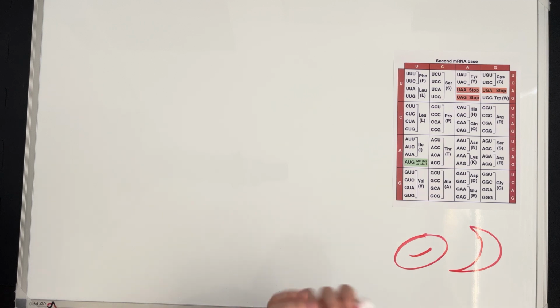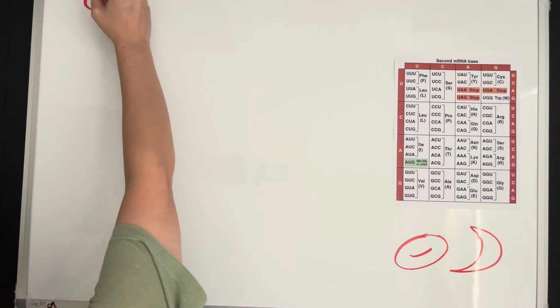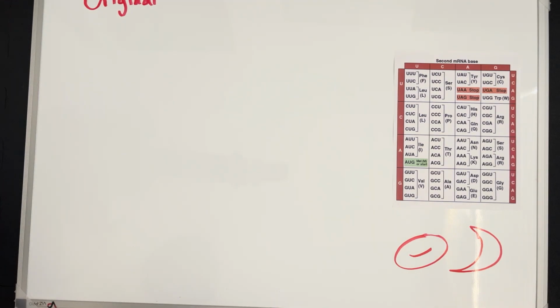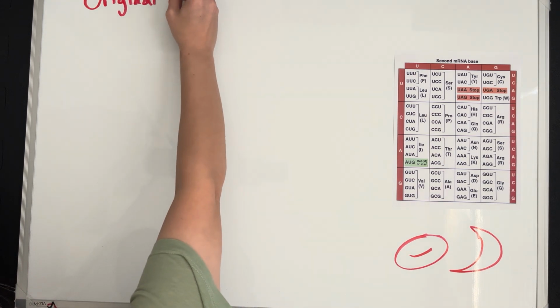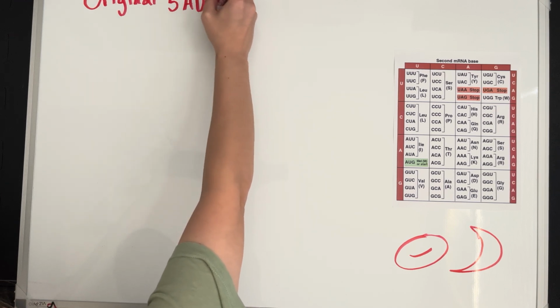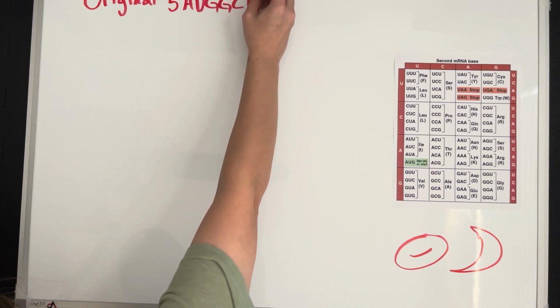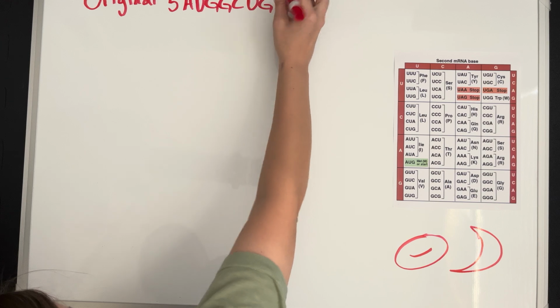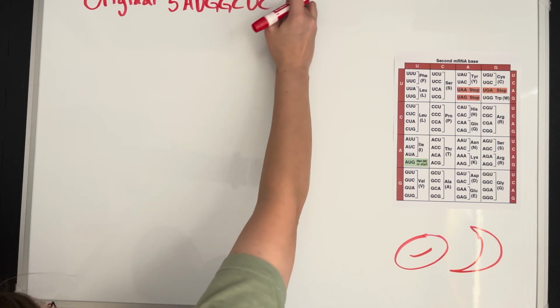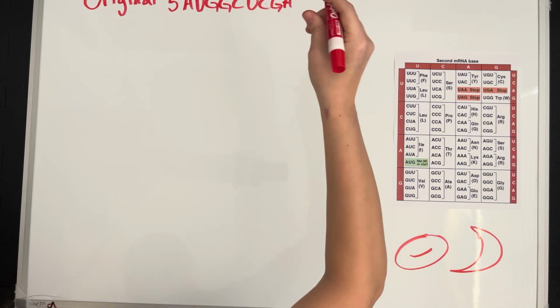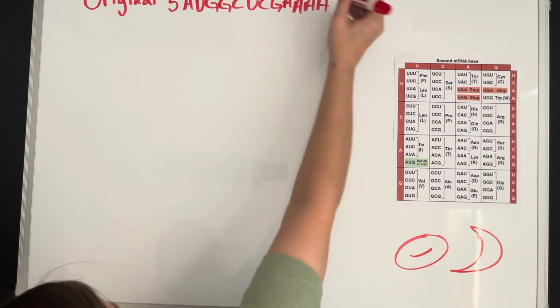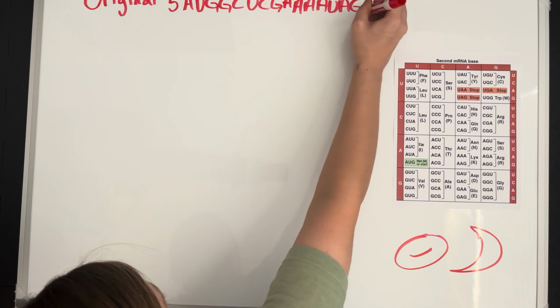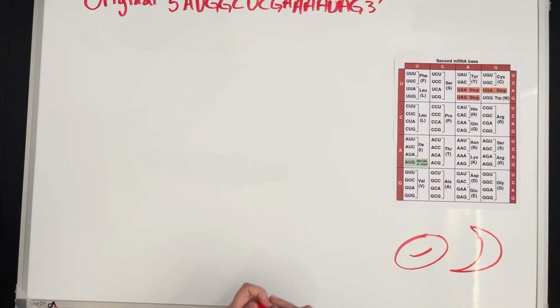Let me get some RNA. We'll start with an original strand of RNA. There's no reason that we have to start with DNA and transcribe it. I'm going to try to write a little small just to make sure that we can fit enough examples in to show you all of them. So our original strand will be 5 prime A U G G C U C G A A A A U A G.